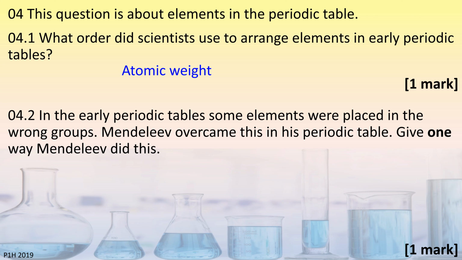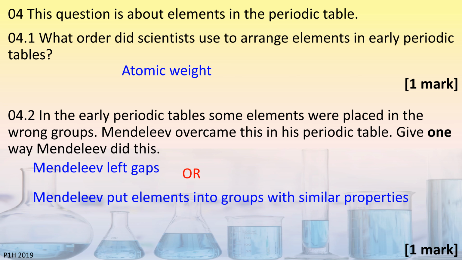Mendeleev overcame the problem of elements being in the wrong groups by putting the elements together that had similar chemical and physical properties, similar properties. So he did this by leaving gaps. Mendeleev reasoned that by leaving gaps, the gaps could be for the elements that hadn't been discovered yet. So giving one reason, you could have said either of those two things: Mendeleev left gaps, or that Mendeleev put elements into groups with similar chemical properties.